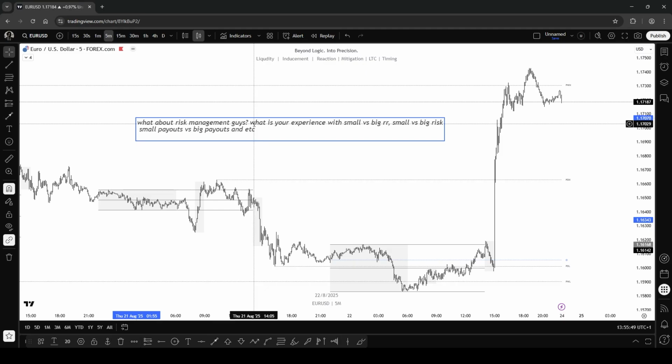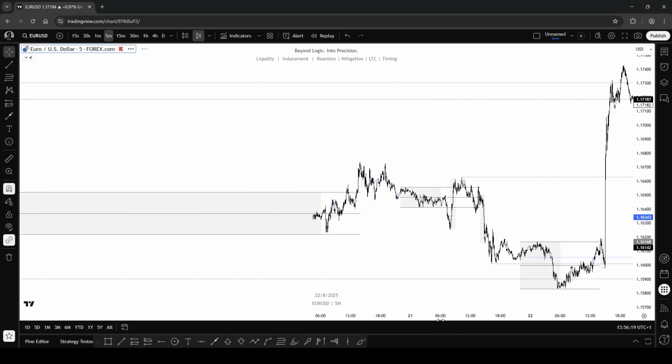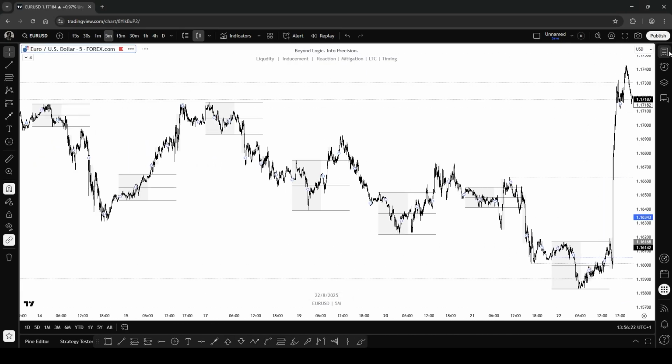Well, yes, we will backtest. Oh, well, okay. I think that was on G.